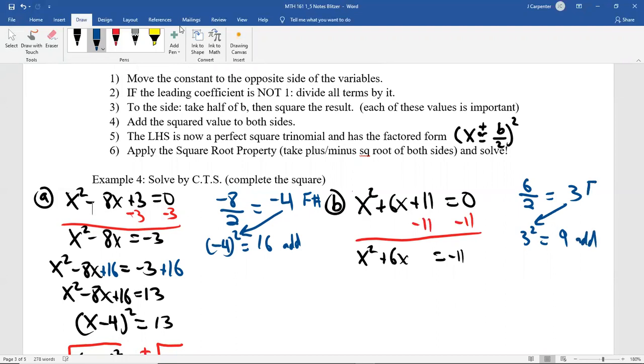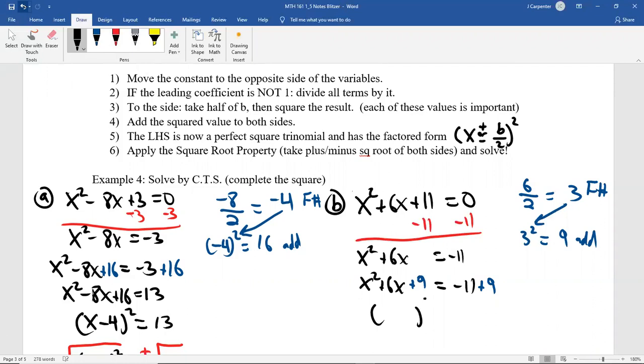The 3 will come up later. That's the factor number. So our x squared plus 6x equals negative 11, leaving space. We're going to add 9 to both sides. Why? Because this is now a perfect square trinomial. It is automatically factorable. You don't even have to think about the process of normal factoring.